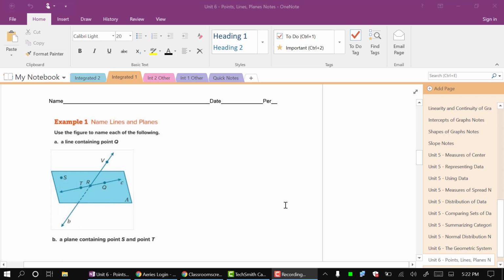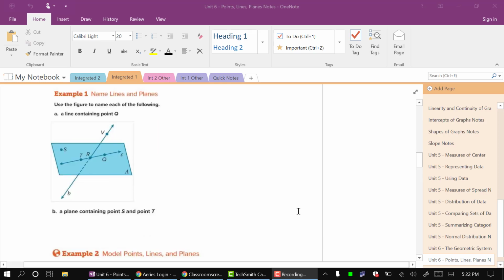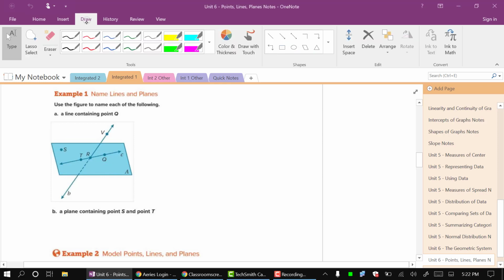So using this information, in this figure, we want to find a line containing point Q. So we want to look at point Q. Point Q is right here. Well, we could have Q, R. That can be our line. We could have Q, T. We can reverse these and say RQ and TQ, but those are the same things. It's like saying first name, last name, and over here it's saying last name and first name.